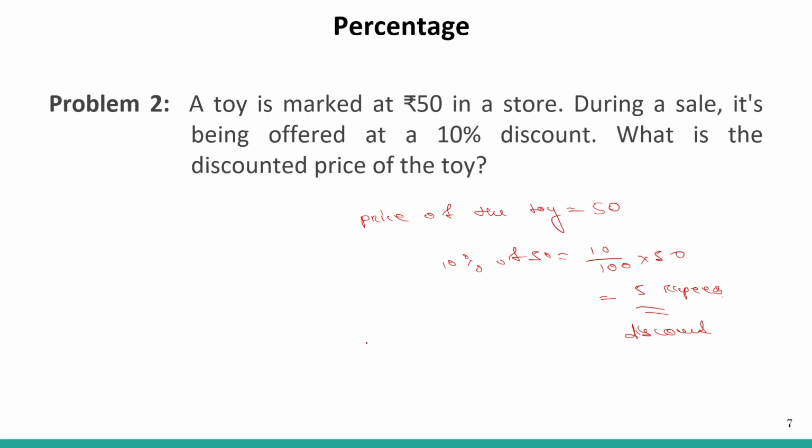So the current price, or discounted price, is equal to the mark price, that is 50, minus the discount, that is 5. So it will be 45 rupees. This is the final answer.